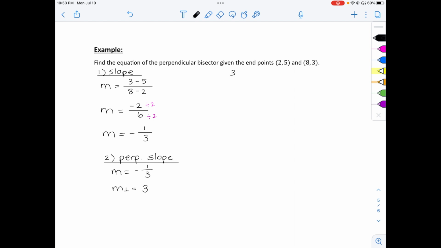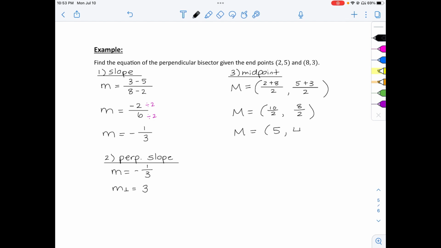Then I want to find the midpoint. And again, this is the midpoint of the line segment, so between those two endpoints. So I'm going to use my midpoint formula, which is x1 plus x2, so 2 plus 8 over 2, and then 5 plus 3 over 2, and then I am evaluating, so my midpoint is equal to 10 over 2 and 8 over 2, which gives me a midpoint of 5, 4.